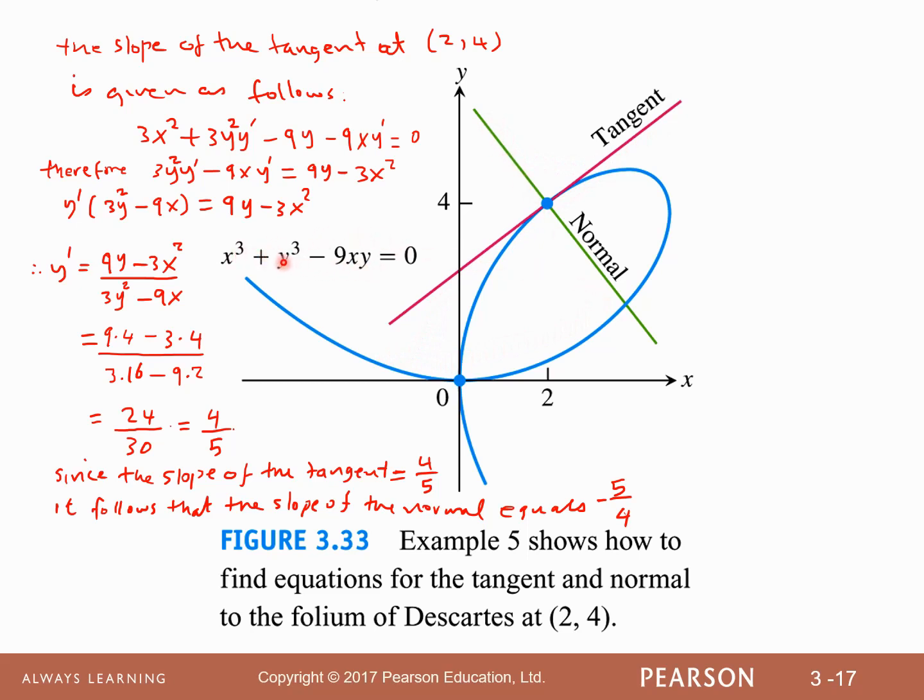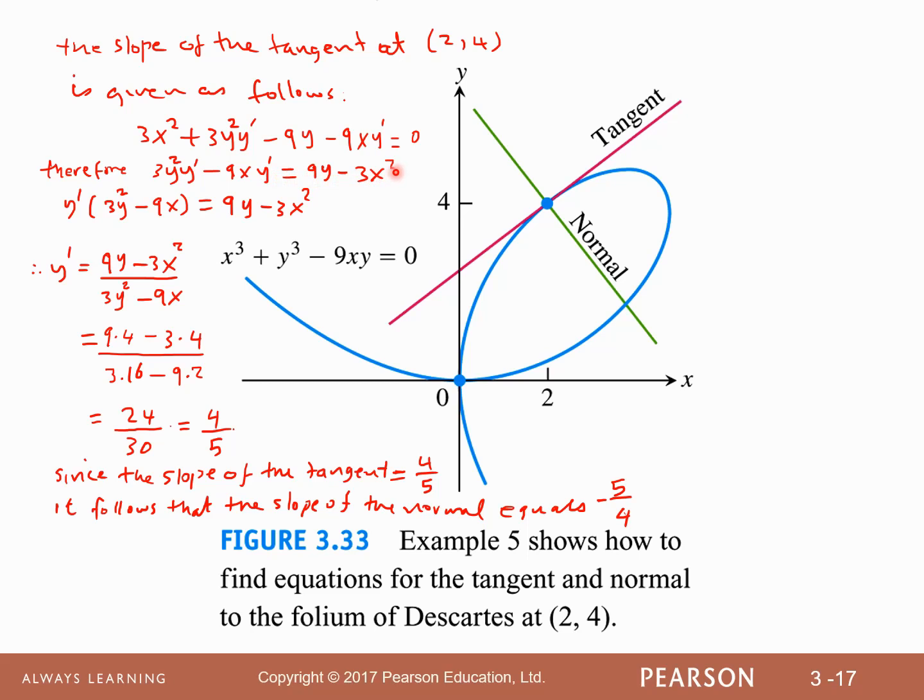And this is the slope, and this is the equation for our curve. So to find the slope at this particular point, which is x equal to 2 and y equal to 4, this is what we will do. The slope of the tangent at 2, 4 is given as follows. This equation, we just have to do the derivative as we got used to and we did before. So 3x squared plus 3y squared y prime minus 9y minus 9xy prime must be equal to 0. If that is the case, then we'll have 3y squared y prime minus 9xy prime equals 9y minus 3x squared.